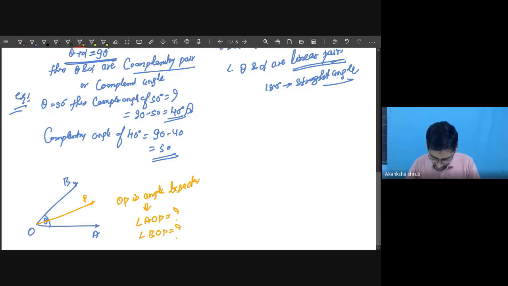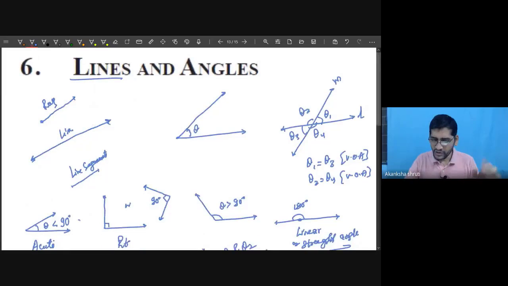So this OP is the bisector. It simply means the entire angle is divided into two equal angles. So each of these angles will be theta by 2, theta by 2, so that the sum of theta by 2 and theta by 2 becomes theta. So this is regarding the bisector. The bisector is another important concept that we need to keep in mind.